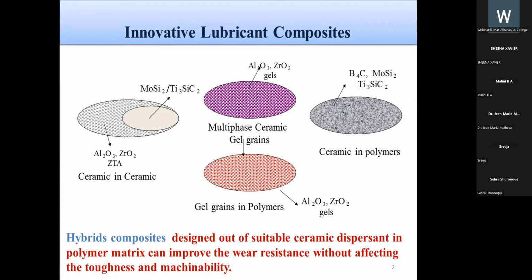In such situations, continuous supply of solid lubricants to the ceramic surface may be provided by the ceramic material itself, if it is a composite material with a ceramic matrix containing dispersed particles of the lubricant. But the low machinability of ceramics prohibits such applications. So certain composite self-lubricating materials are designed. This slide shows some innovative lubricant composites, fabricated by incorporating certain ceramics in a polymer matrix. Such hybrid composites designed out of suitable ceramic dispersion in a polymer matrix can improve the wear resistance without affecting the toughness and machinability of the polymer.